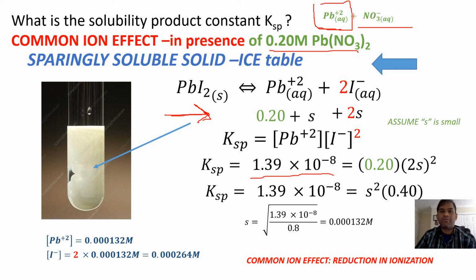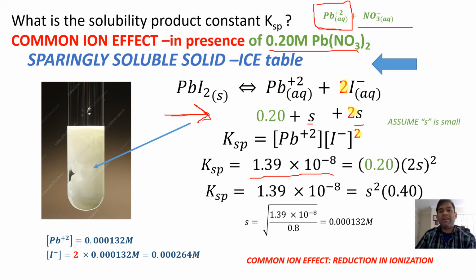So here, when we do our ICE table, we still have our customary S, but we also have in green 0.20 molar from Pb²⁺, which comes from the lead(II) nitrate, which again, all nitrates are soluble. So we're going to plug that in, 0.2 plus S into the Pb²⁺ concentration. Don't forget the I⁻ gets squared, because we have 2S from the 2 moles of I⁻.